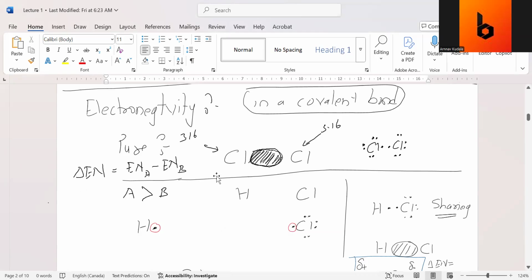Have you written down this formula? Yes, sir. Now can you calculate delta EN for chlorine? It would be 0, sir. So if it is 0, that means the electron cloud is equally shared between the two chlorines, correct?